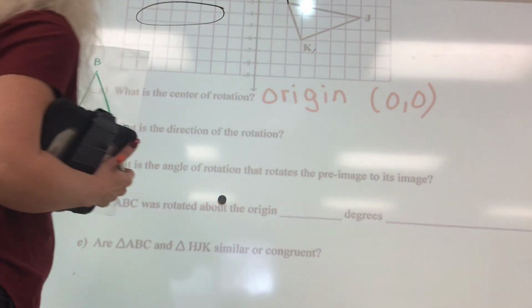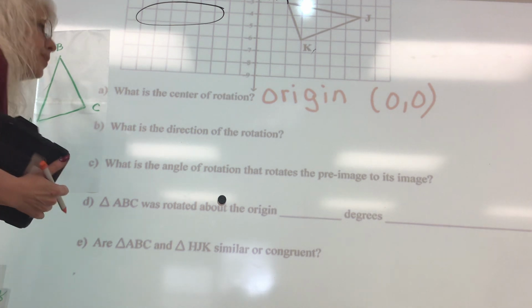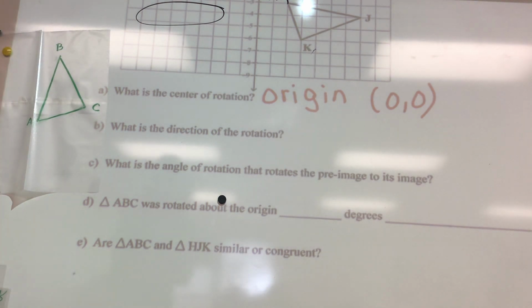Okay, part B, it says, what is the direction of the rotation? Did I turn this clockwise or counterclockwise? So you're going to write down clockwise. Part C, it says, what is the angle of rotation that rotates the pre-image to its image? How many degrees did I turn it? 90.